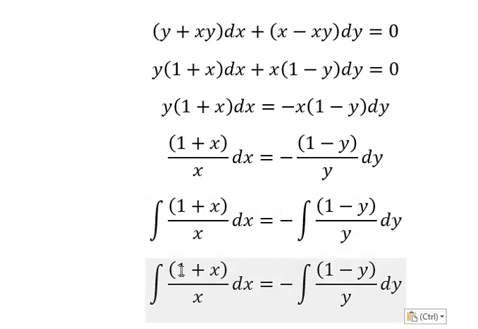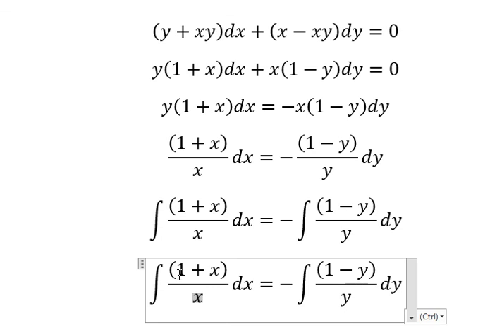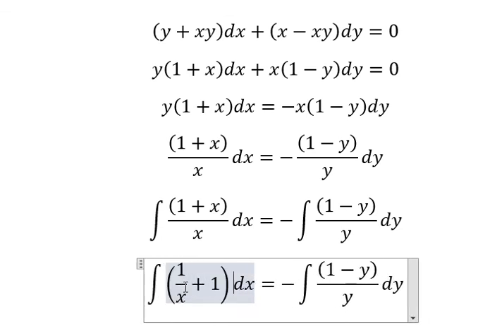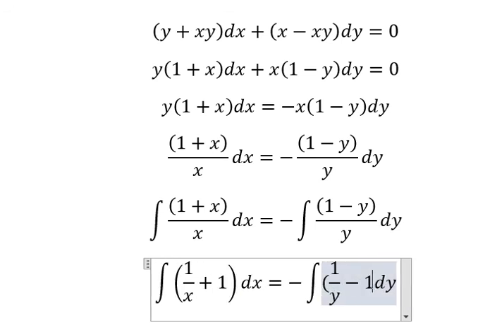So we have 1 divided by x, we have number 1. This one we have 1 over y minus 1.